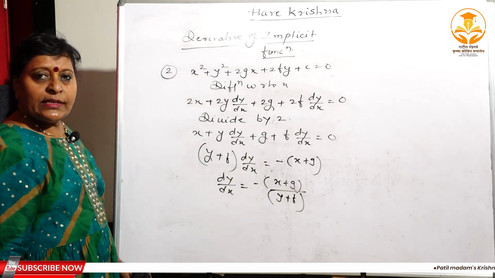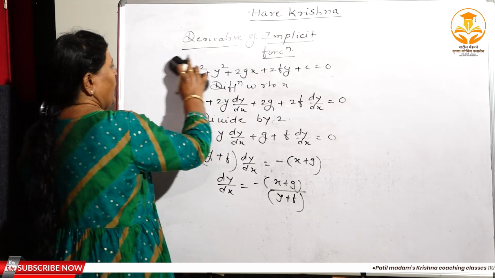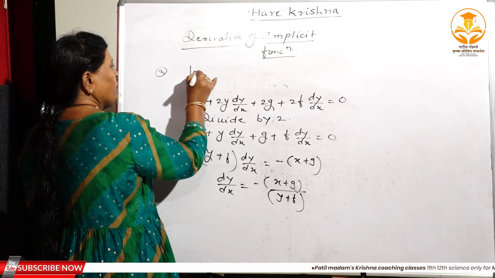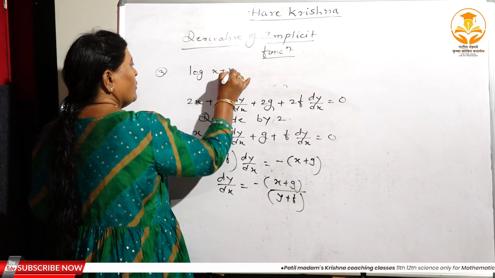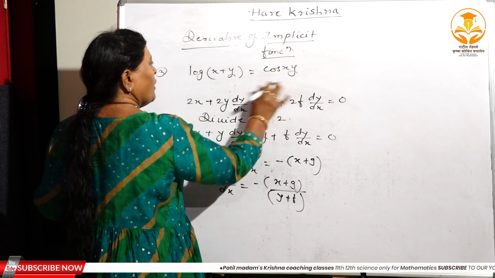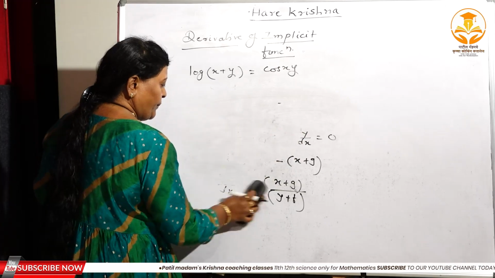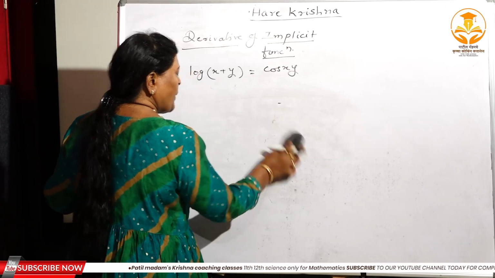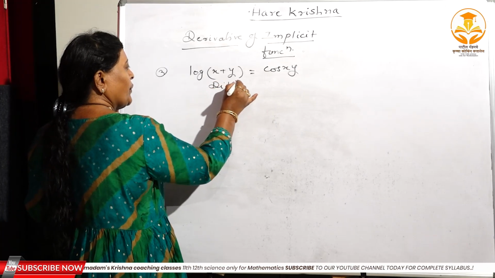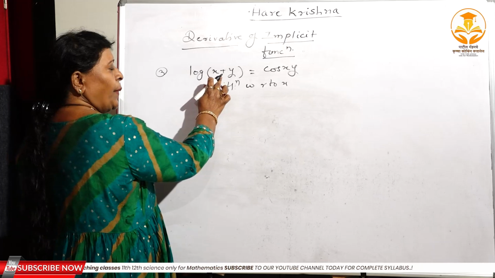Right? This is the second example of the implicit function. I will take the third one. See, suppose your question is like this: log of x plus y is equal to cos xy. Again, how will you do this? See, here again differentiate with respect to x.